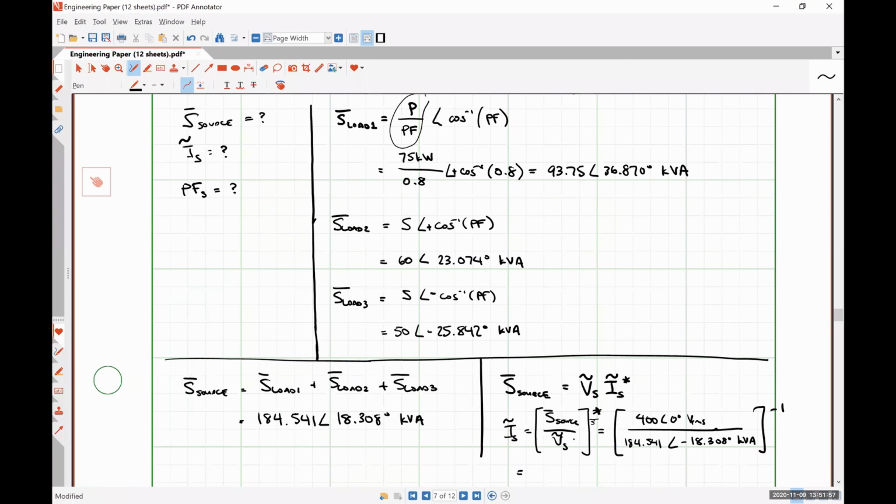So that number, I'm just going to make it times 1,000 divided by 400, gives me 461.354 with an angle of 18.308 degrees amps RMS. So this conductor would be carrying 461 amps of current. So we'd need something pretty large to handle that.